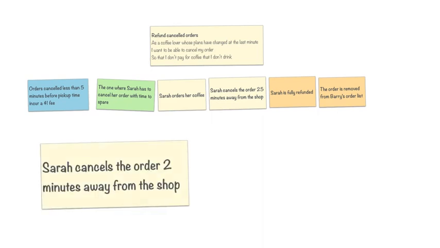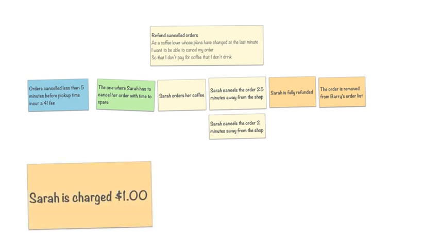For example, what happens if Sarah cancels when she's 2 minutes away? Let's explore this option. First of all, we add another card. Sarah cancels the order 2 minutes away from the shop, and we place it underneath the step. What are the consequences of this change? How does this affect the outcomes? If the consequences are the same, it might not be a very interesting example, because we're really interested primarily in the variations that have different outcomes. So in this case, Sarah gets charged $1.